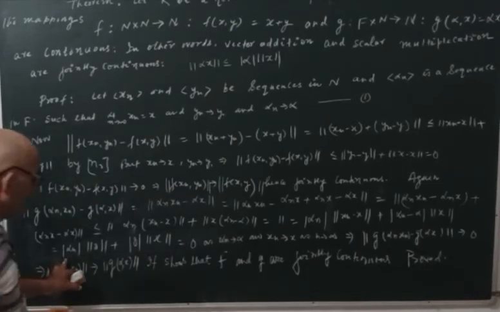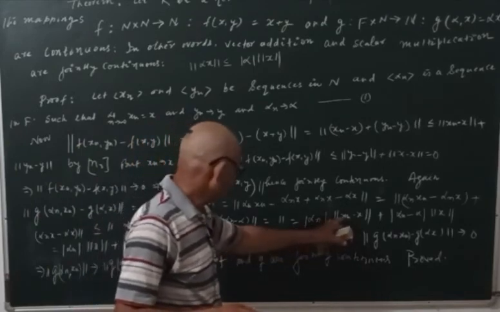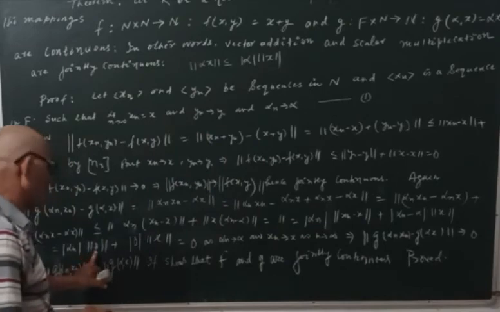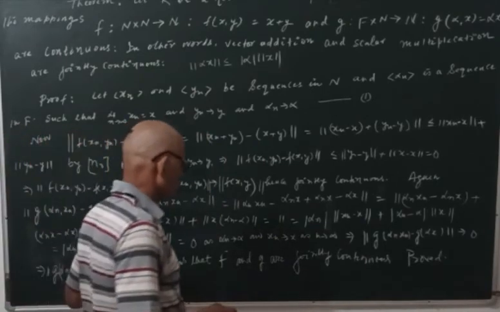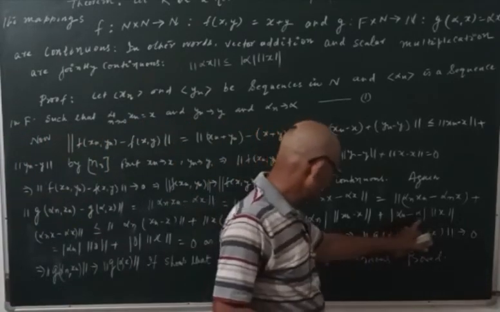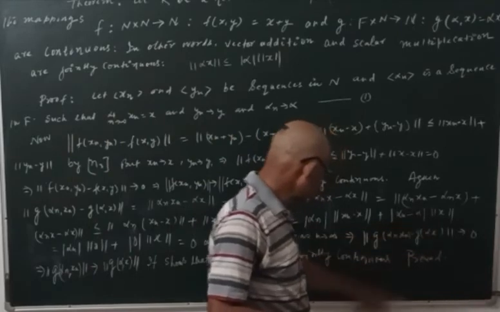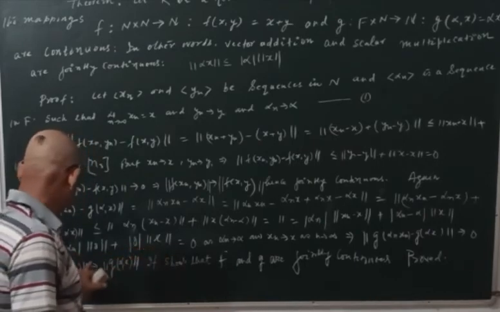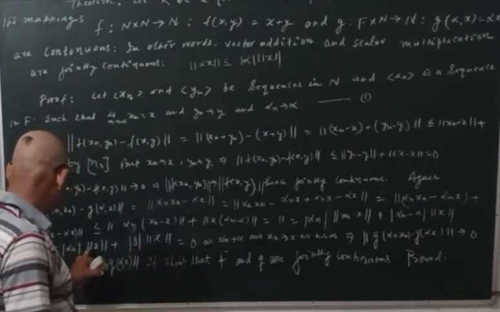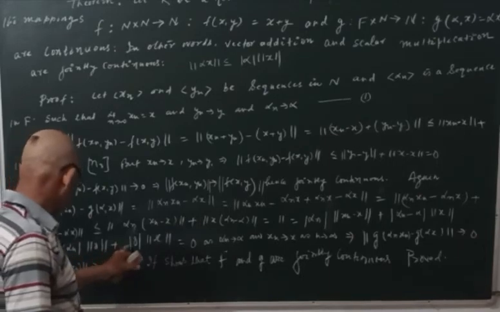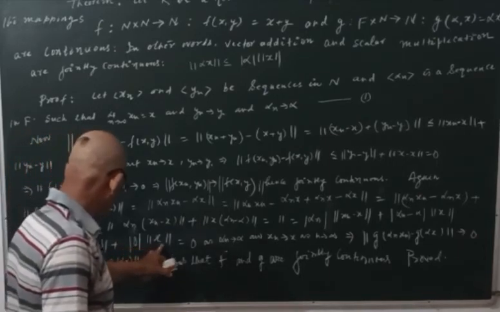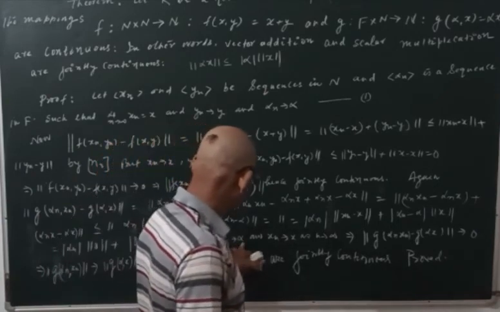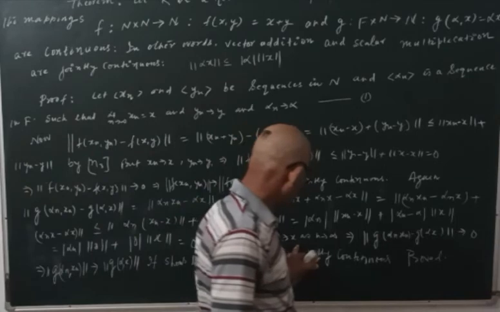Now the modulus of alpha n, and since xn converges to x, the norm of xn minus x is equal to 0, so we get alpha n into norm 0, plus the modulus of alpha n minus alpha. Since alpha n converges to alpha, alpha n minus alpha is equal to 0, so modulus of 0 into the norm of x is 0. Multiplying the norm 0 with alpha n gives 0. Similarly 0 into the norm of x is 0, so all terms are 0 as alpha n tends to alpha and xn converges to x as n tends to infinity.